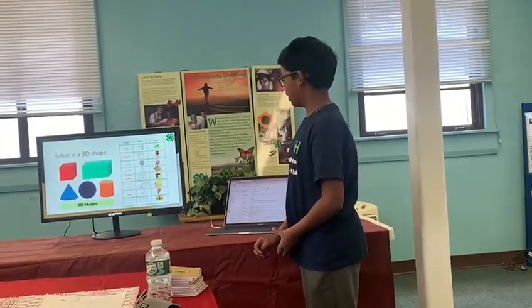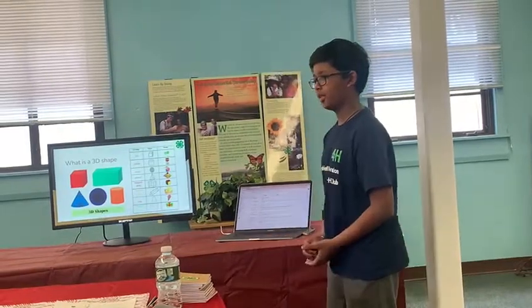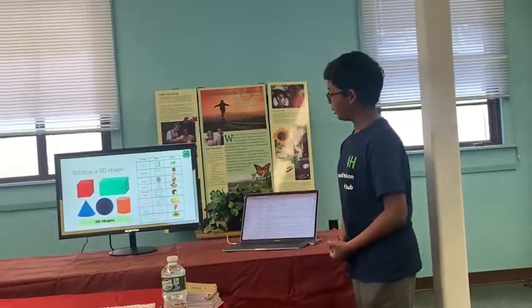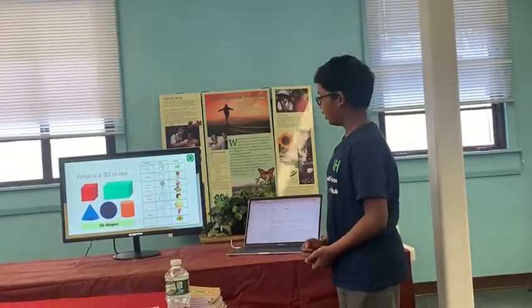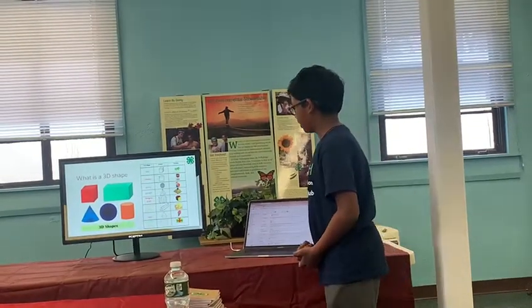What is a 3D shape? I think you all know what a 3D shape is, but just to refresh you on the slide. A 3D shape is a shape that has 3 dimensions: height, length, and width. Here are some examples with everyday objects.